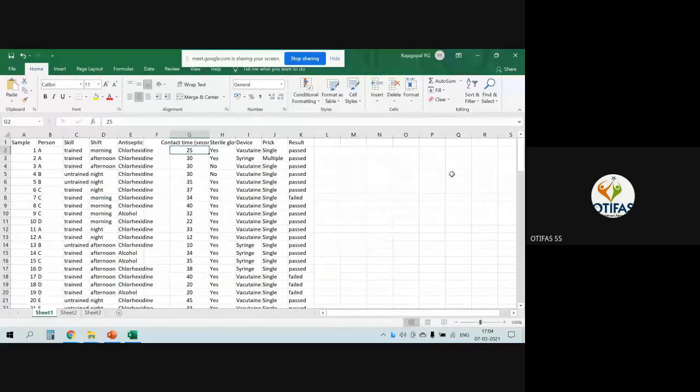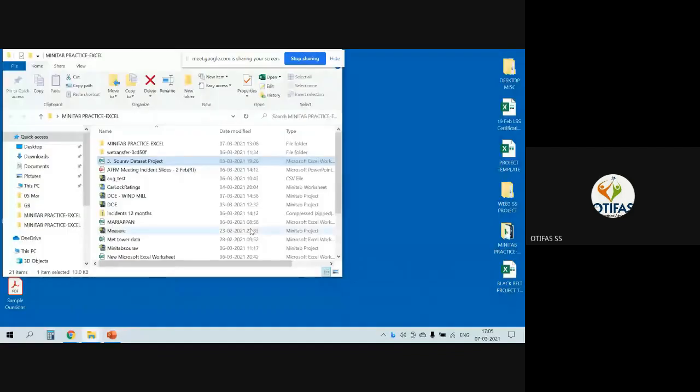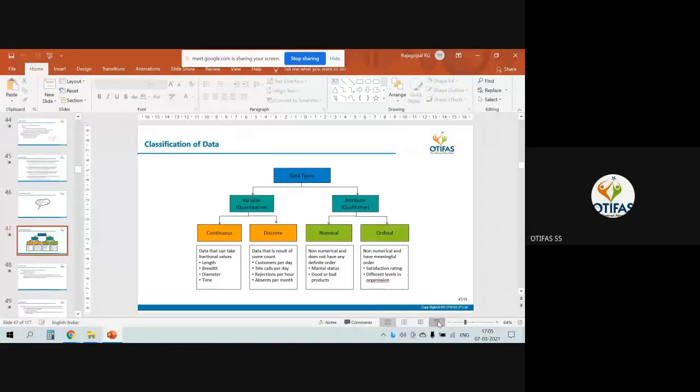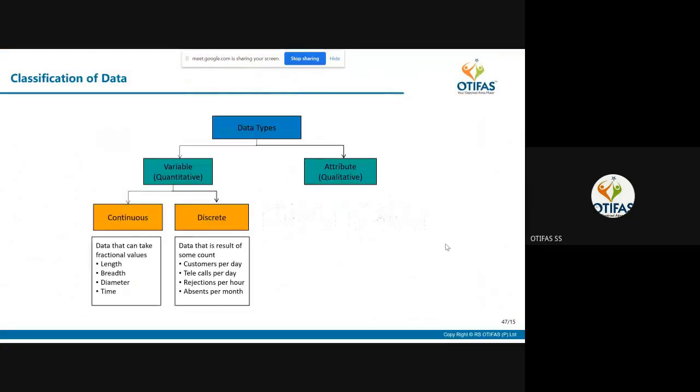When you get variable data, the most powerful data is variable data. It's very easy to analyze. There are a lot of tools that we can use for this analysis. But when you get attribute data, it's very difficult to analyze. So I have done just an example of what are the different types of data, the kinds of data you are going to face when you take a real project. So these are the four kinds of data we are going to face in any type of project.